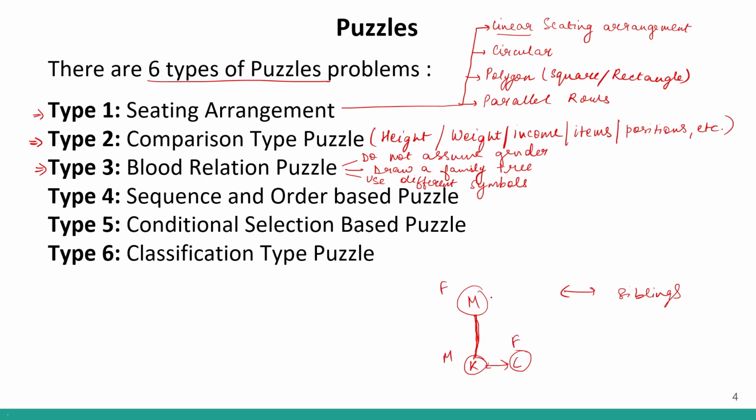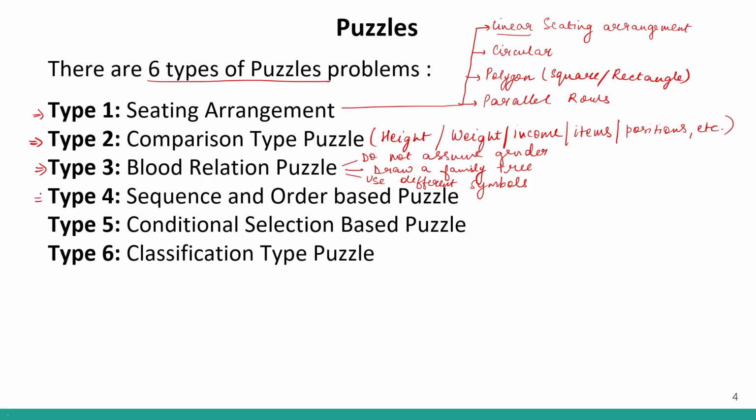If there are spouses, okay, P is the husband of M. Then I use this. Within the same generation, this means spouse. So use various different symbols to avoid confusion. This is what I use, okay? But you can have your own symbols also, whatever works for you. Okay, but remember these 3 points: do not assume the gender, draw a family tree, and use different symbols.